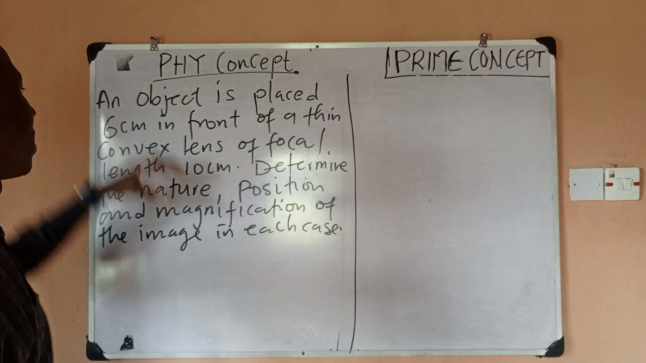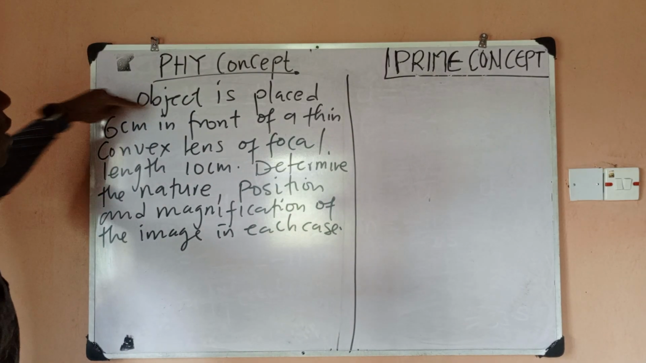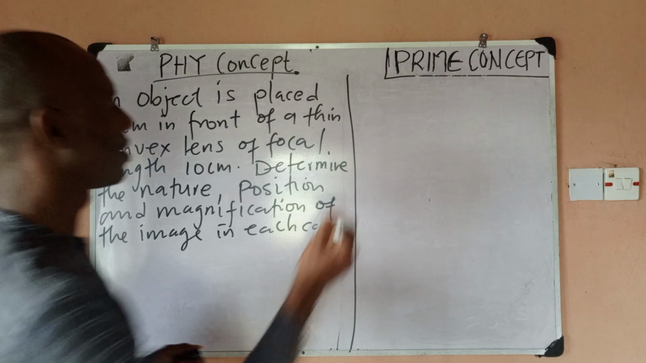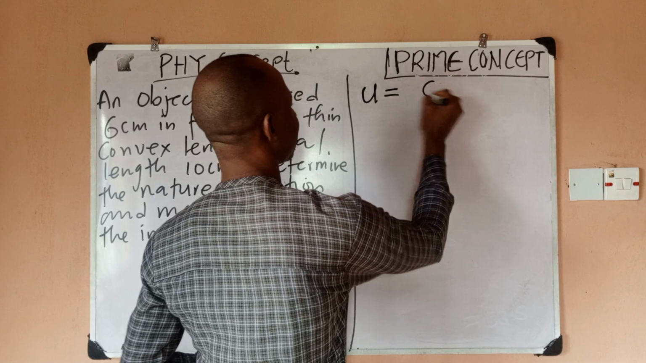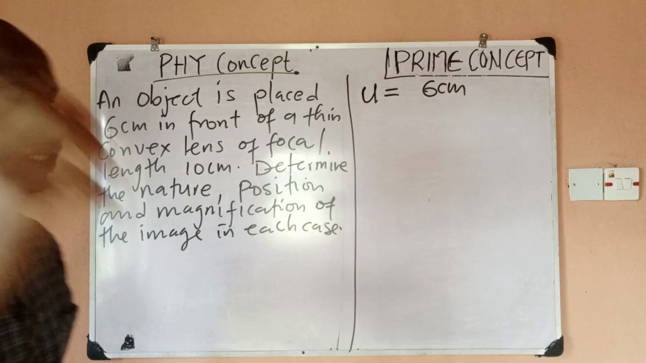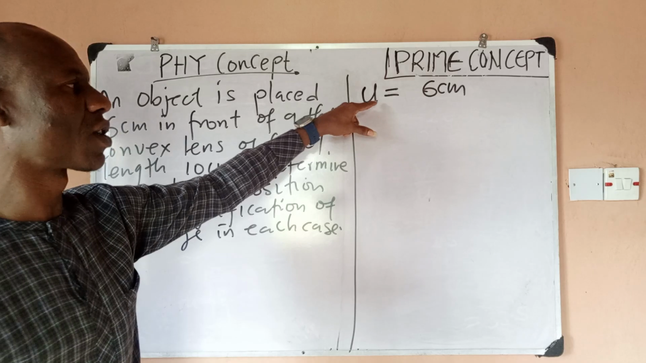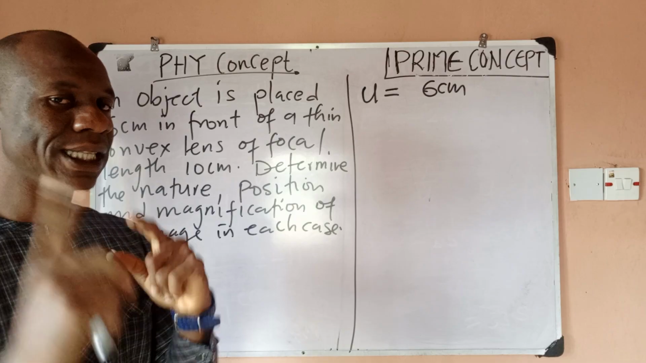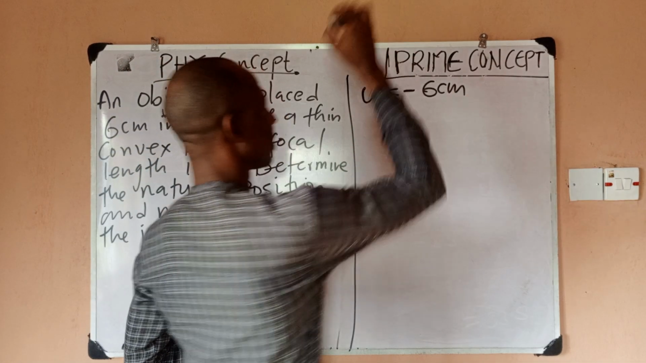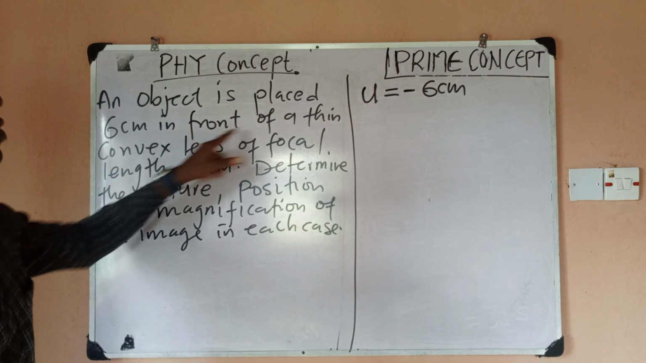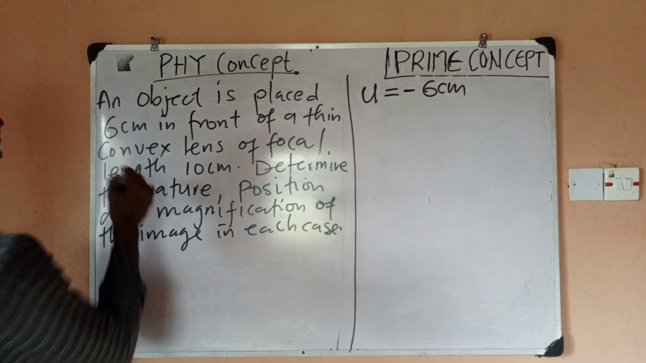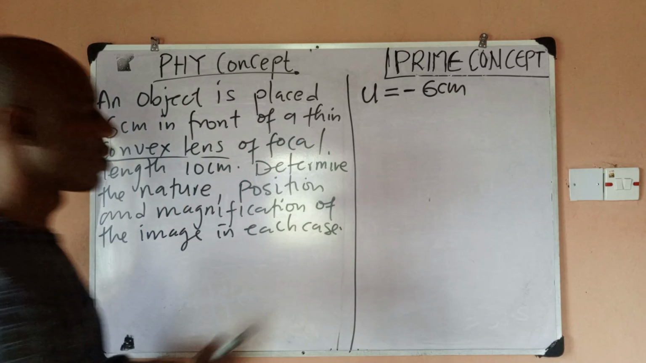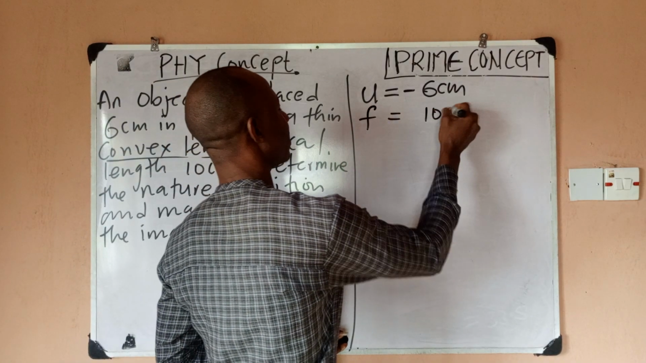And let's look at the problem we have. It says an object is placed 6 centimeter, meaning that your object distance u is 6 cm. Remember we mentioned that in our sign convention, we would always consider the object distance for both our convex lens and our concave lens to be negative. So it means that my object distance u is negative 6 cm in front of a thin convex lens. So we are dealing with the convex lens, right? Of focal length 10 cm.